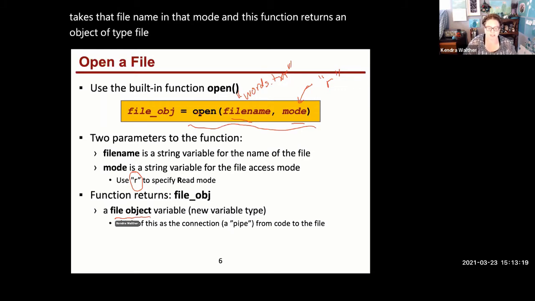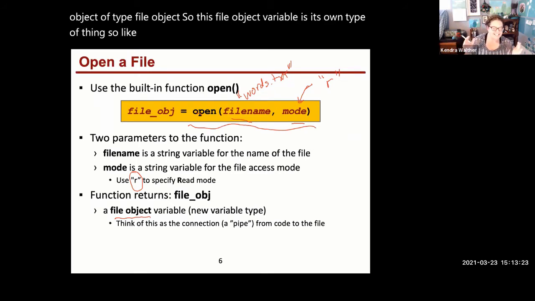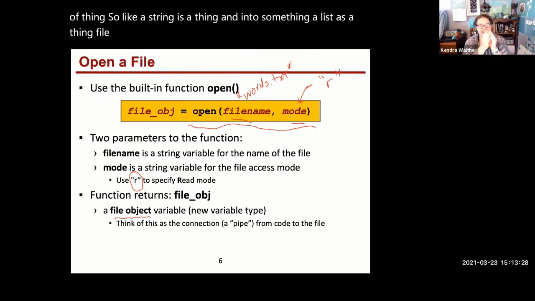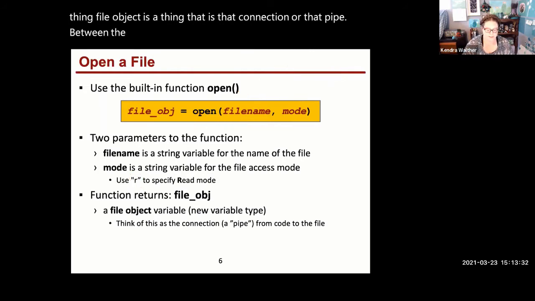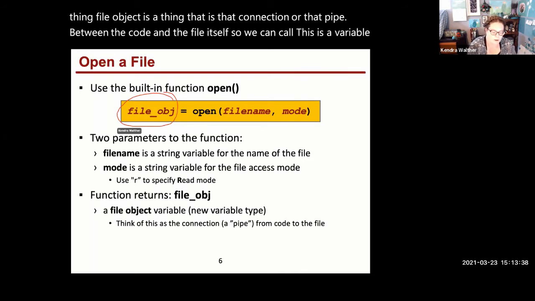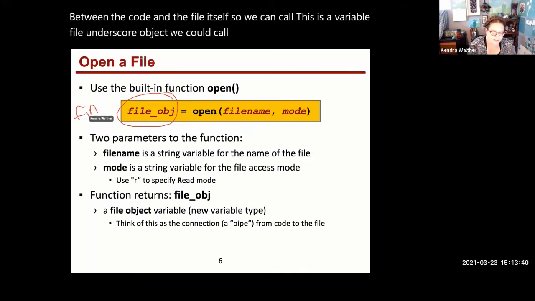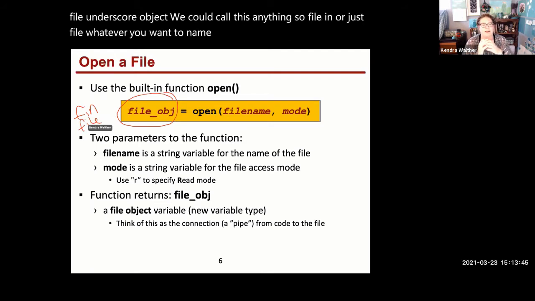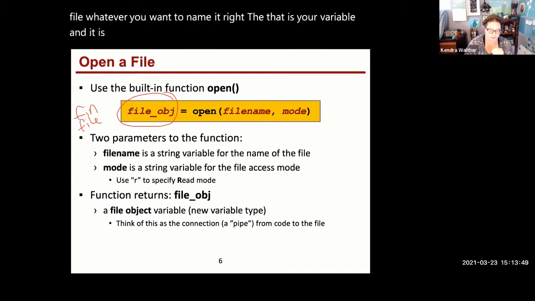Open takes that file name and that mode, and this function returns an object of type file object. So this file object variable is its own type of thing. Like a string is a thing, an int is a thing, a list is a thing. File object is a thing that is that connection or that pipe between the code and the file itself. We can call this variable file_object. We could call this anything. So file_in or just file, whatever you want to name it. That is your variable and it is of type file object.